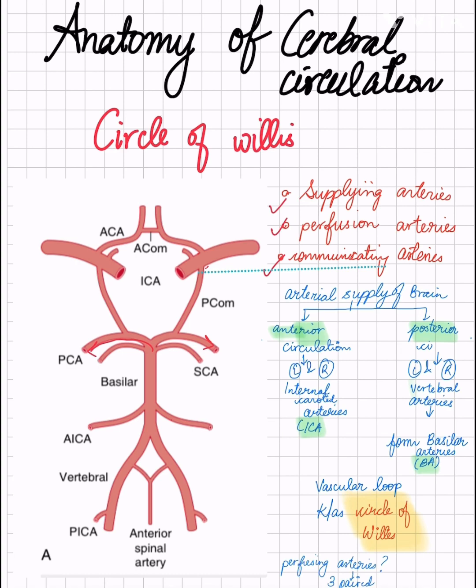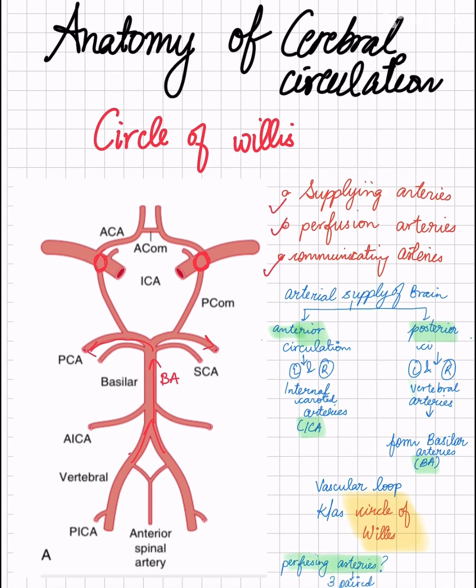Let's see in the diagram. For anterior circulation, this is the internal carotid artery, both sides. And for posterior circulation, these are the vertebral arteries, right and left, which combine to form the basilar artery. We are done with supplying, then we will talk about perfusion arteries.